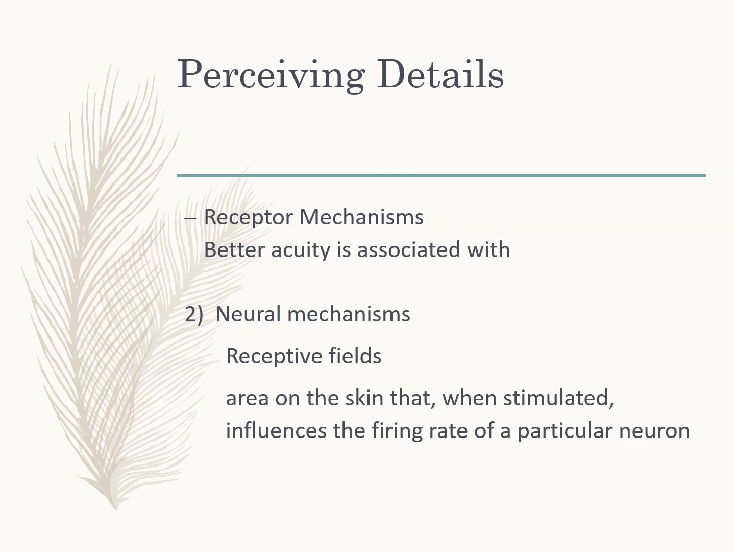Second mechanism that is associated with better acuity is a neural kind of mechanism, which is the receptive fields. So these areas on the skin, when stimulated, influence the firing rate of a particular neuron. So it's always what are the receptors that are affecting the firing rate of a particular neuron, my receptive fields, but in this case, it's the area on the skin.